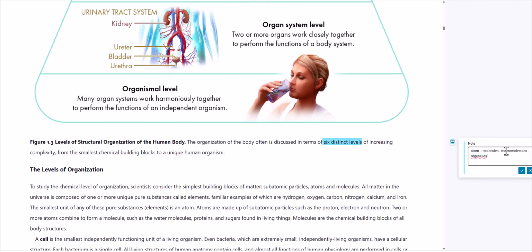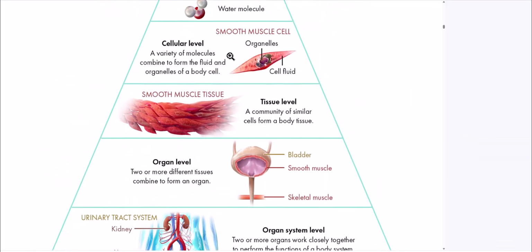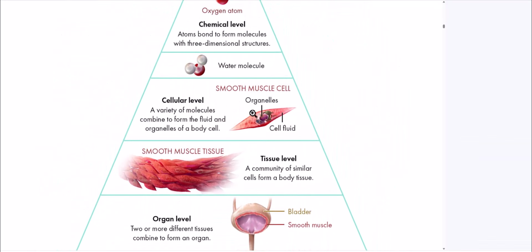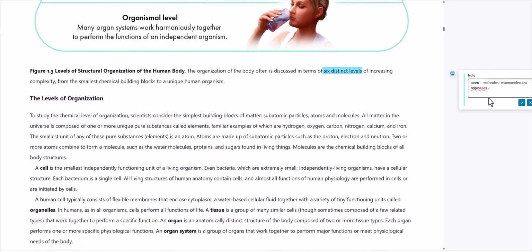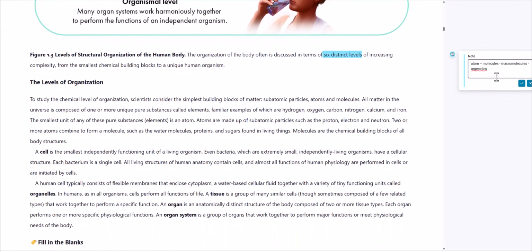Organelles are things like the mitochondria, the Golgi bodies, the cytoplasm, and all the different organelles found within the cell. And we'll be studying those in chapter 3. The organelles are then the building blocks of cells. Cells then combine to make tissues.